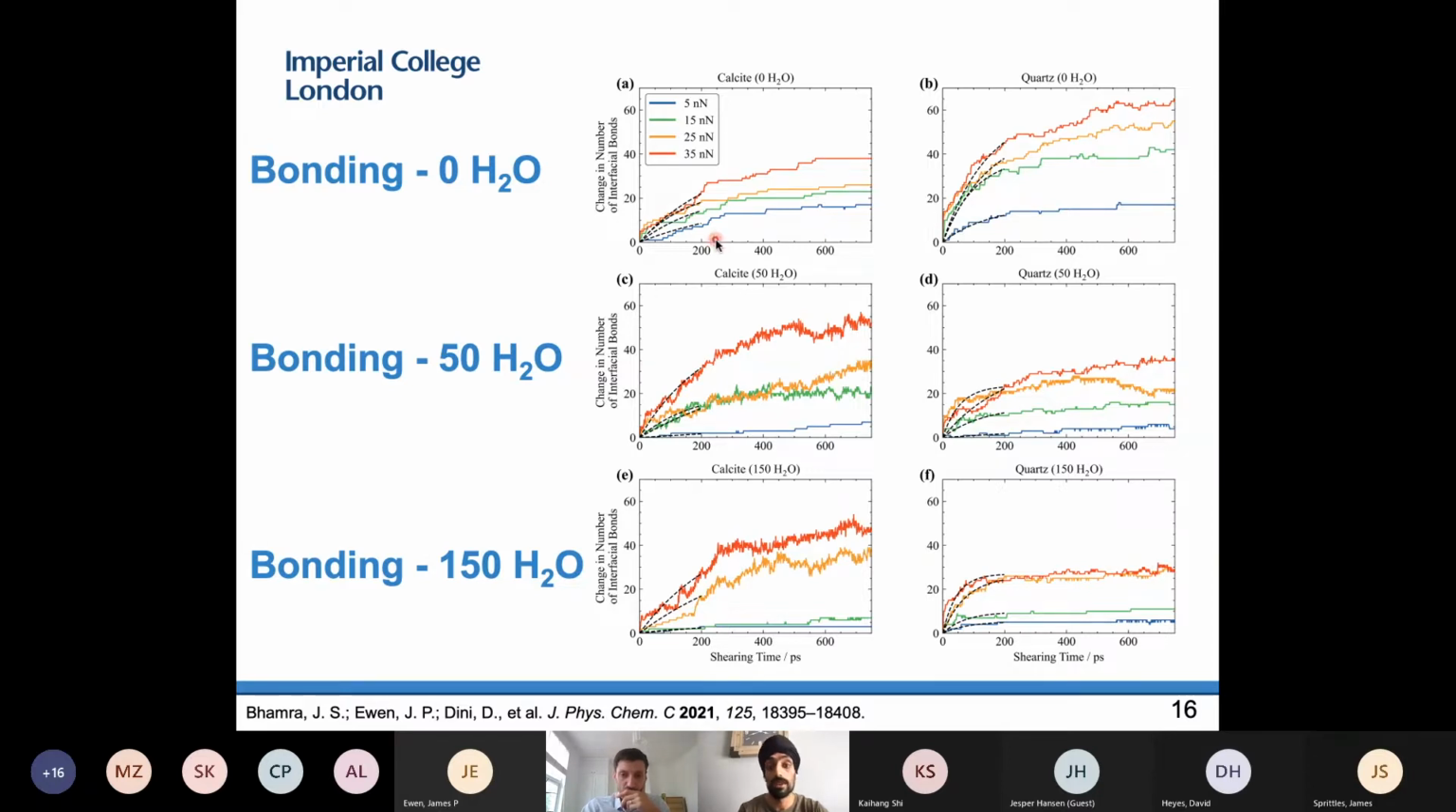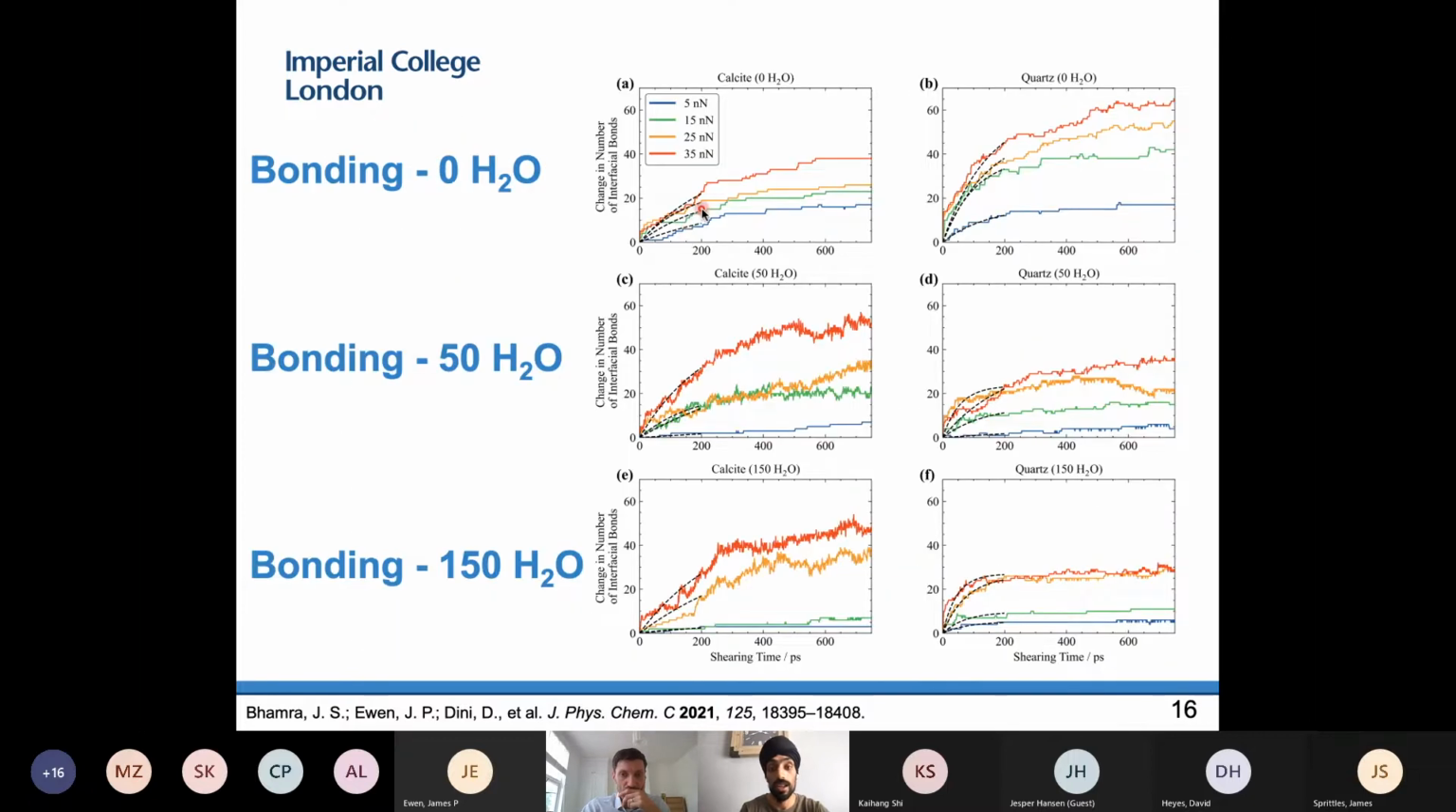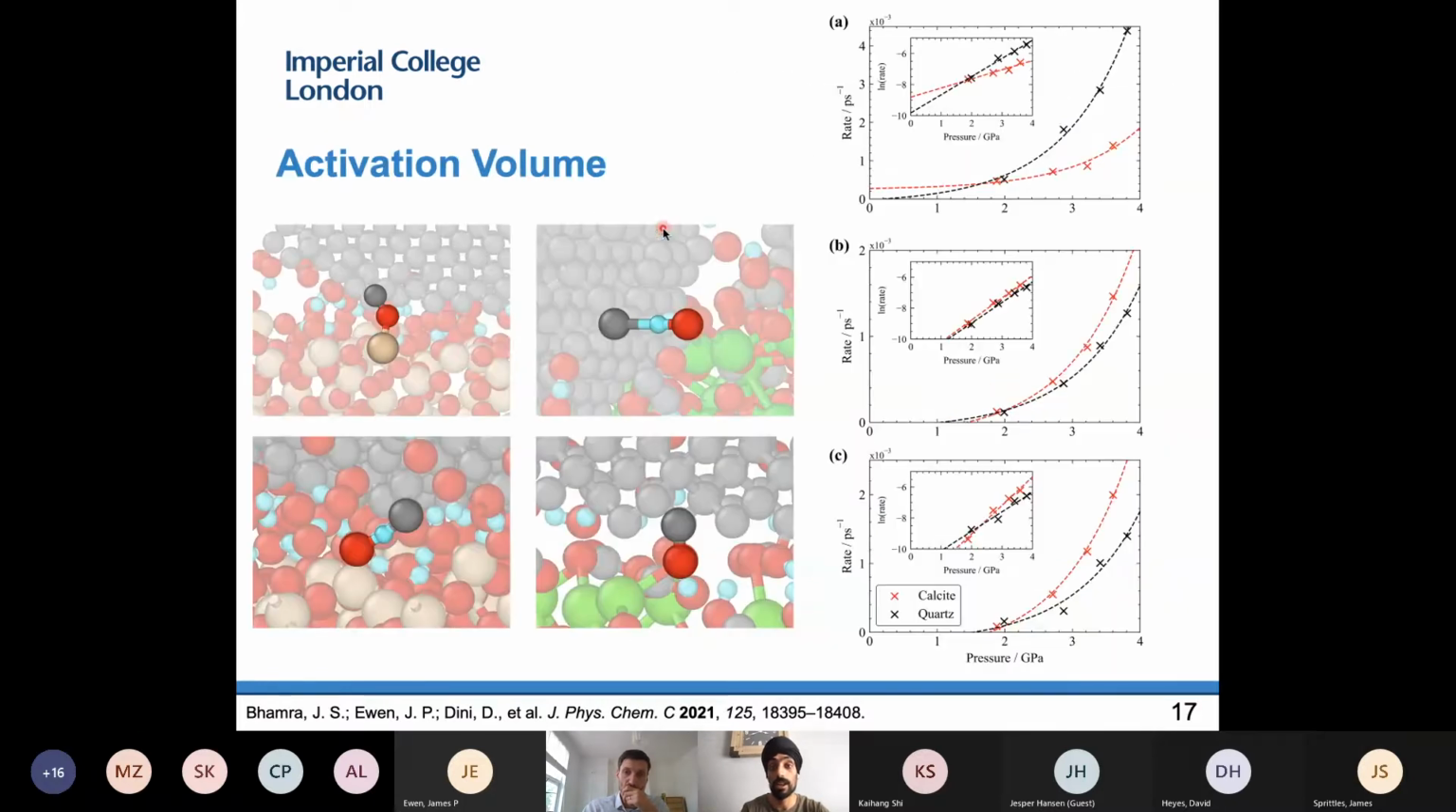So then we plotted the Arrhenius equation that I showed you right at the start on that mechanochemistry slide. We fitted these interfacial bond formations to that equation, and these black lines are showing the fit. From these fittings, we can work out activation volumes for each system. Here on the top right, we can see the dry case, 50 water molecules, 150. And we can see that the activation volume for quartz is much higher.